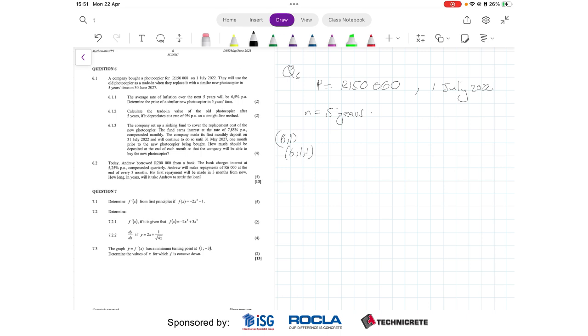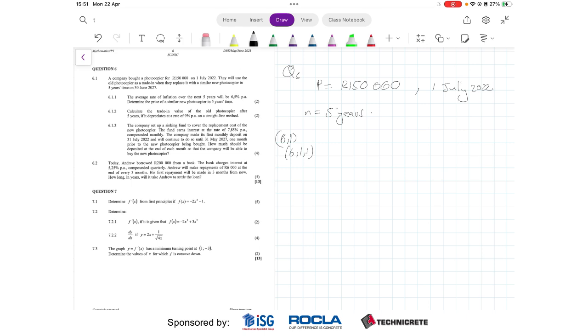6.1.1. The average rate of inflation over the next 5 years will be 6.5% per annum. Determine the price of a similar new photocopier in 5 years time. So now we are going to determine the cost of the photocopy machine in 5 years. And what formula will we be using?